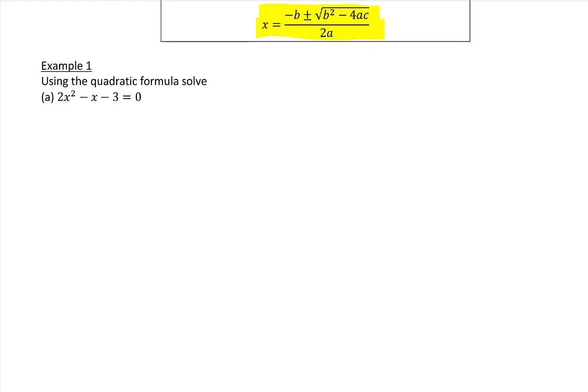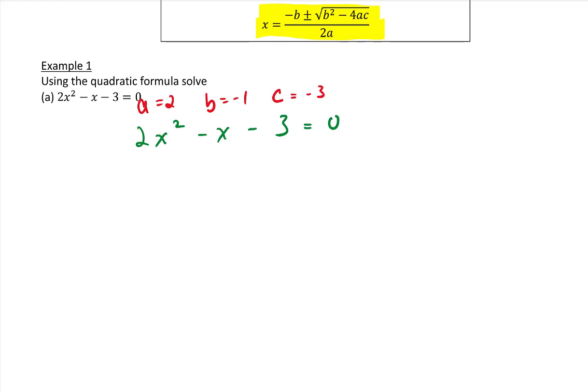So using the quadratic formula, let's solve the following quadratic equation. 2x squared minus x minus 3 equals 0. In the formula, it has the letters a, b, and c, which correspond to the coefficient attached to the x squared, the coefficient attached to the x, and the constant c. So in our example here, we have a equals 2, b equals negative 1, and c equals negative 3.